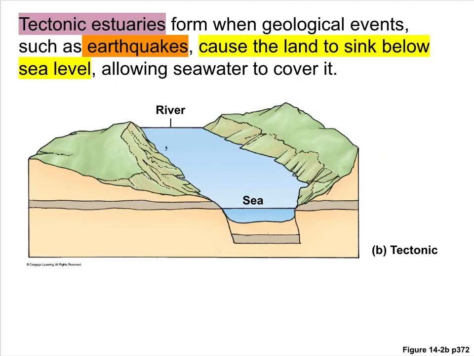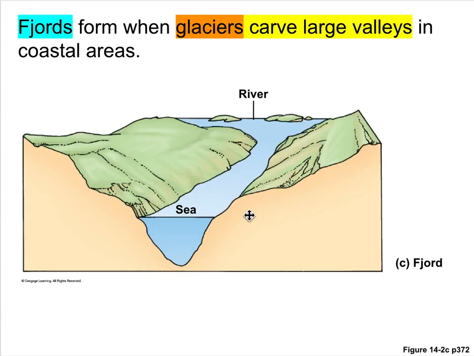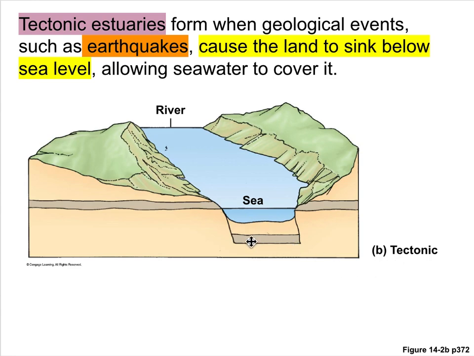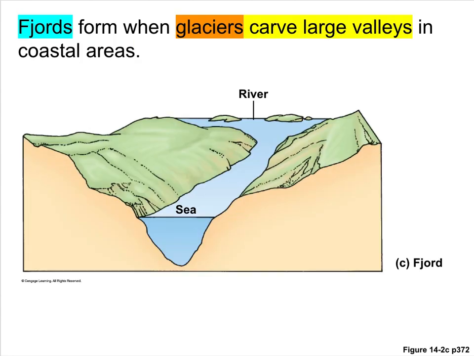So how can you get that? You could get that from tectonic estuaries, where you can see this striped piece of land. This striped piece of land used to be up a little bit higher, but then maybe because of a tectonic force, it sunk down and then has made it so that the sea can come into the river space, and the river isn't just flowing off of the mountain and into the sea. The sea is able to surge in. That would be a tectonic force.